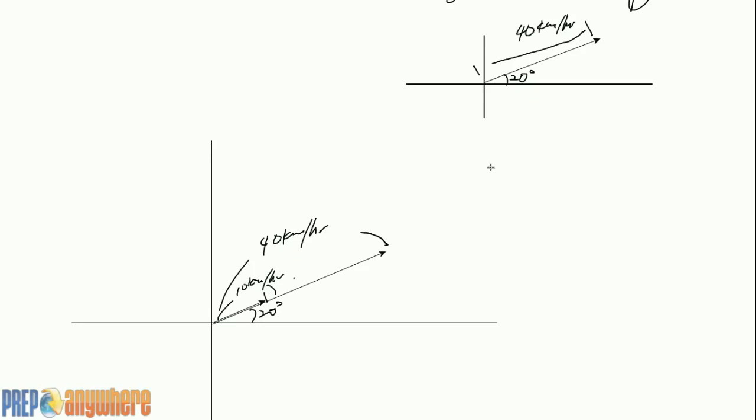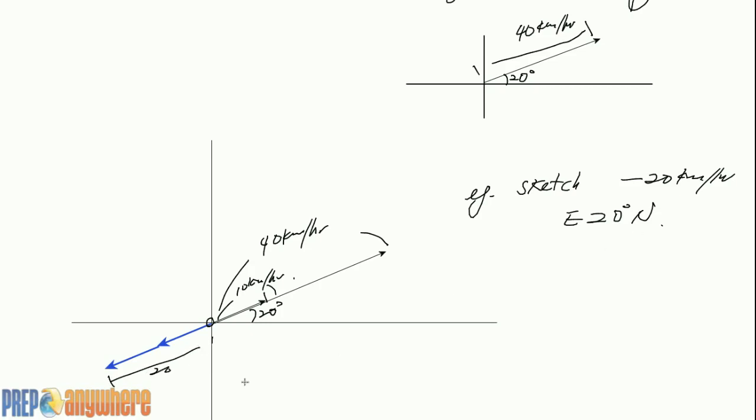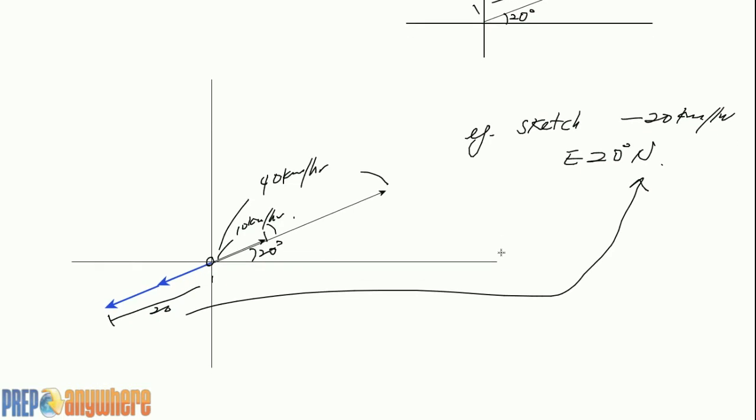What if I wanted a velocity of minus 20 kilometers per hour, and it's still the same direction, east 20 degrees north? What would that look like? Okay, so we'll go that way. This full length from the beginning to end will be exactly this vector here, minus 20 kilometers per hour, east 20 degrees north.